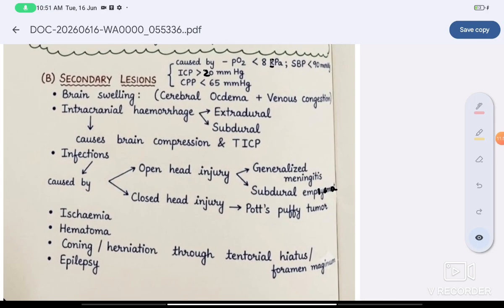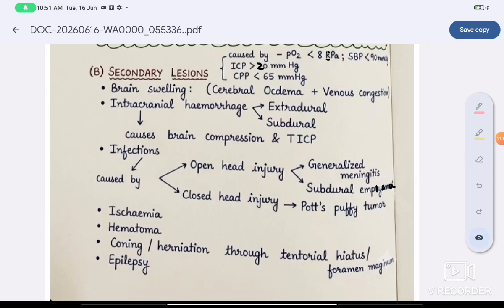Now comes the secondary lesions. As I told you, secondary lesions are those that are caused as a result of trauma, but they are very delayed. They're the result of primary lesions. Secondary lesions are caused by decreased oxygen, decreased systolic blood pressure, increased intracranial pressure, increased cerebral perfusion pressure. Now, secondary lesions include brain swelling. Brain swelling includes cerebral edema, venous congestion.